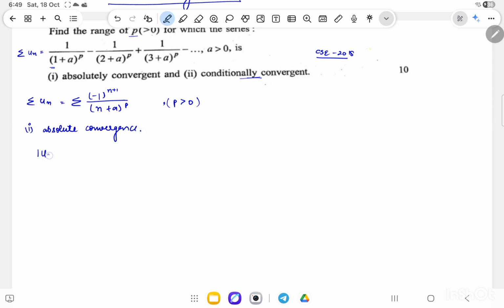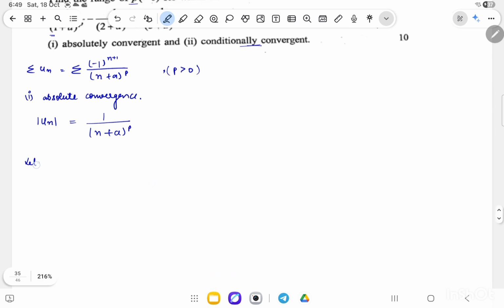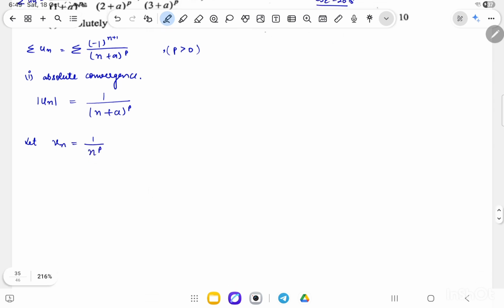So the absolute term series of this will be 1 upon (n plus a) raised to p. Now if I assume another sequence, let's name it vn, let vn be 1 upon n raised to p. Now if I use the limit comparison test, this will give me limit n approaches infinity of mod un over vn. So what will it give? It will be limit n approaches infinity of n raised to p divided by (n plus a) raised to p. Now if I solve it, I'll get the limit as 1.